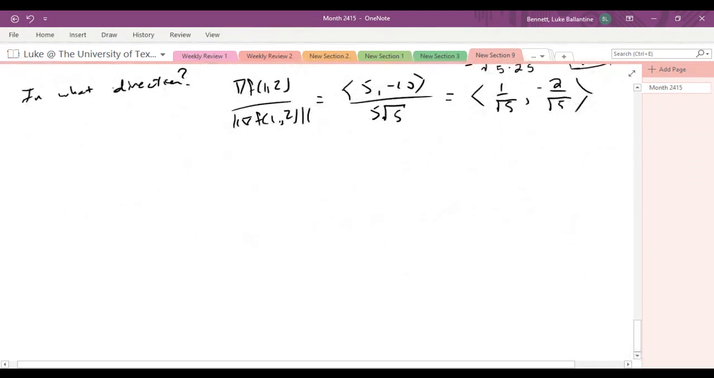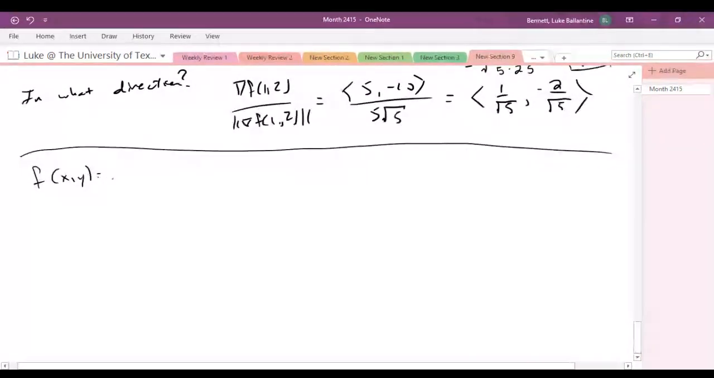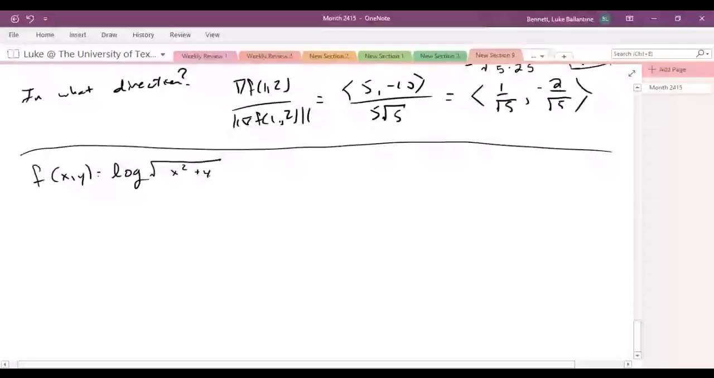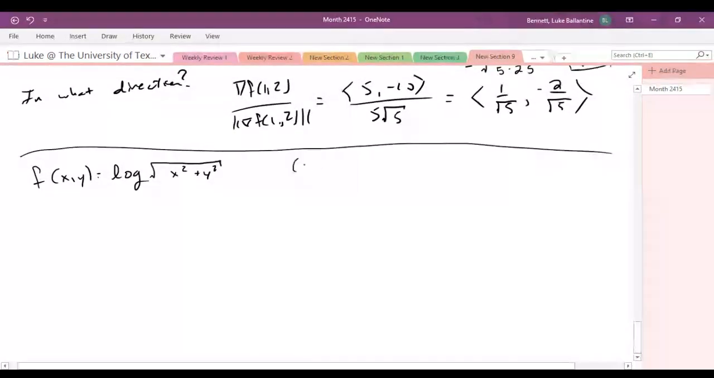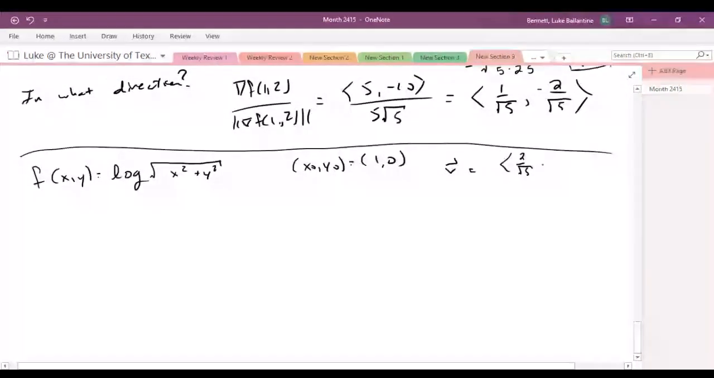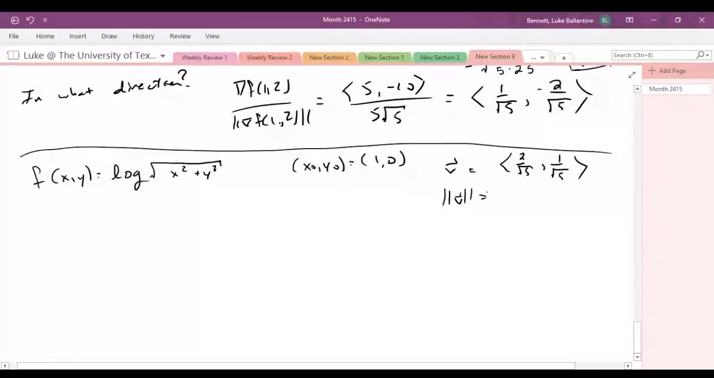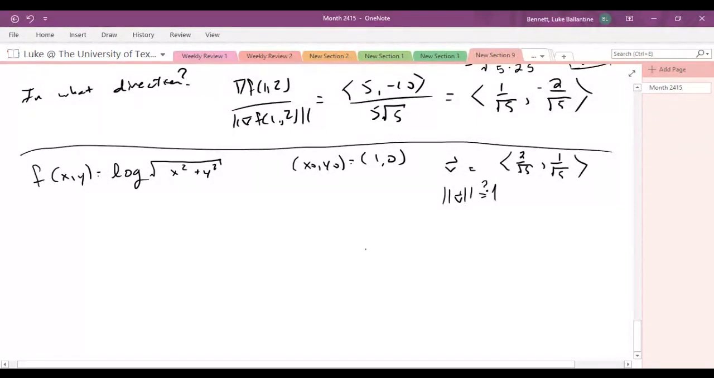Okay. Now another calculation problem. So we have f(x, y) is equal to log of the square root of x squared plus y squared, with (x0, y0) equal to (1, 2) or (1, 0), and then v is equal to (2/√5, 1/√5). Is v a unit vector? Does the magnitude equal 1?